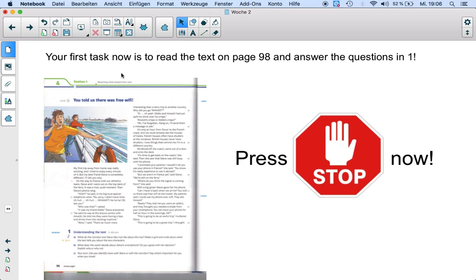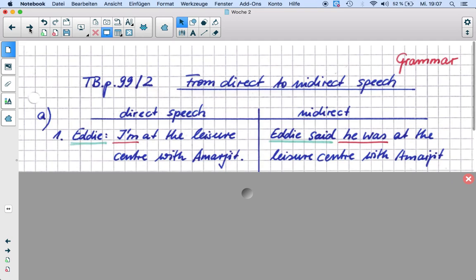Then we go on with number 2 in your textbook, page 99. The headline says from direct to indirect speech, and that's our topic, our language topic in this unit. Indirect speech and also direct speech. So textbook page 99, number 2.